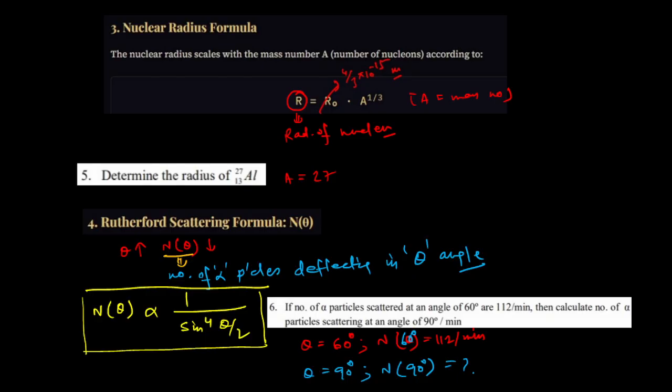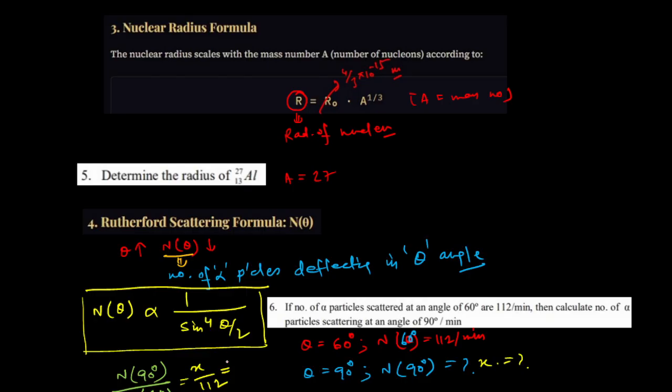So I can just substitute the values, right? Let us say this is equal to x. That is what I need to find. Now what do you see here? When theta is equal to 60 degrees, sine theta by 2 is sine 30, right? Yes. So in this case, I want to find x, so I'll simply take the ratio of N90 by N60, right? So this is nothing but x by 112.